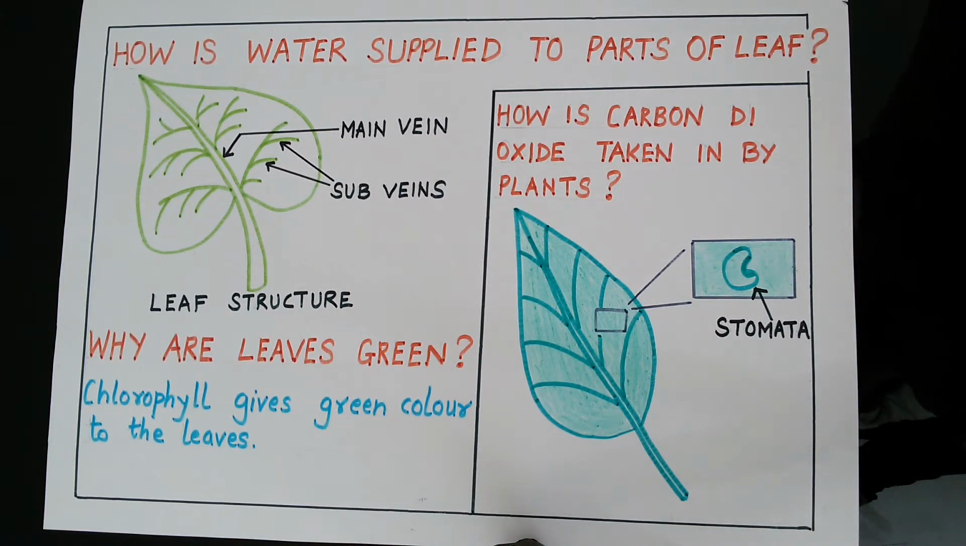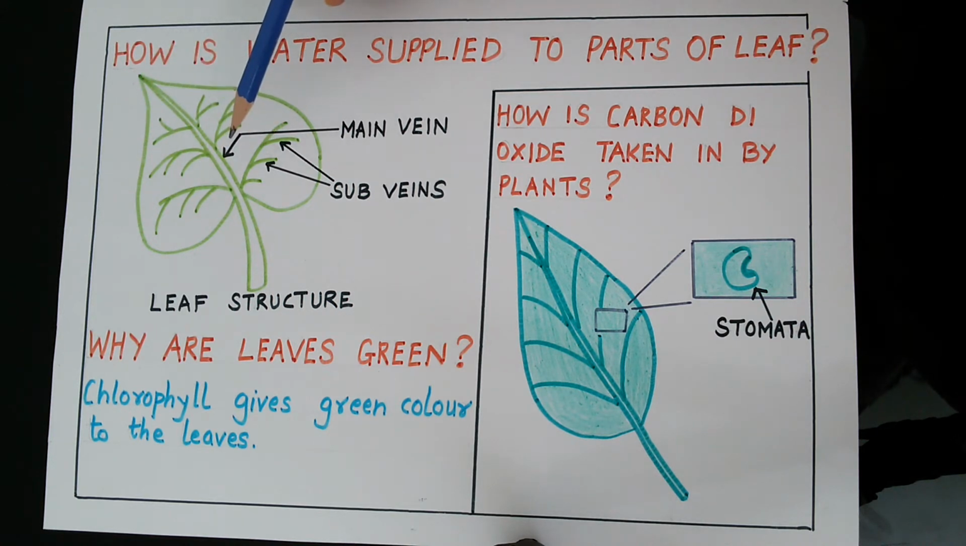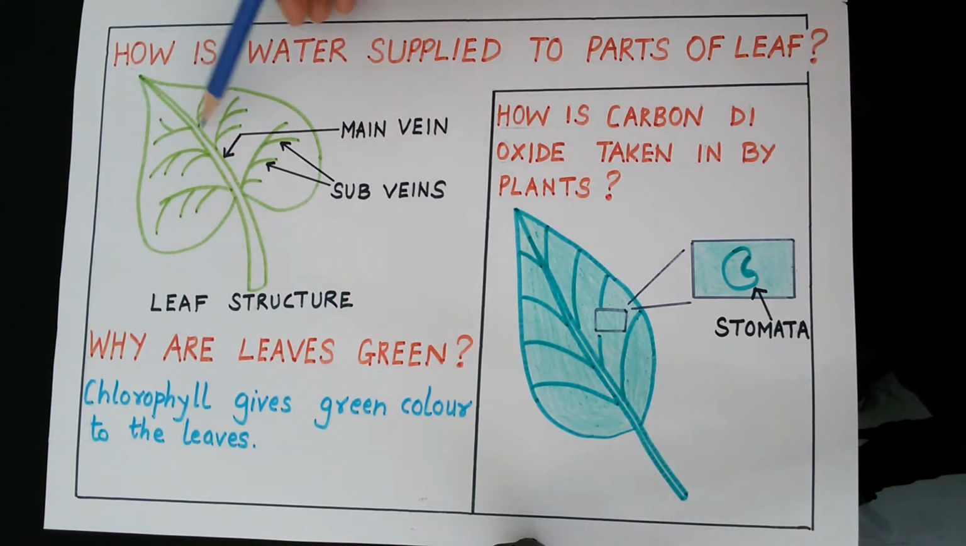But how is water supplied to all parts of the leaf? We will learn this with the help of a diagram. Have you ever seen some lines over the leaf? These are the tubes that supply water to all parts of the leaf. The middle one is called the midrib. The midrib is also known as the main vein, and the smaller ones are called subveins. So the main vein and subveins supply water to all parts of the leaf.